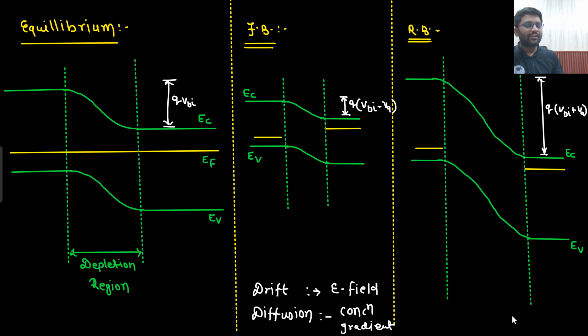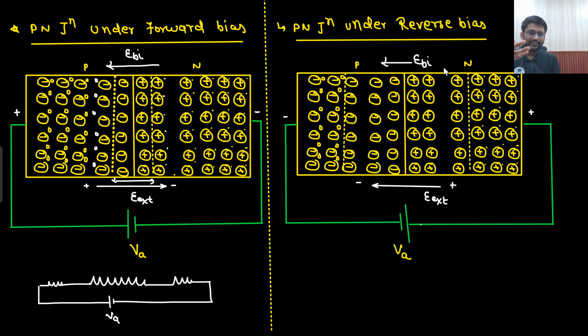Now let's talk in which scenario drift would be more. What is the meaning of drift? Drift means electric field. Electric field is like an external force. In diffusion, what will happen? Sir, here there are a lot of electrons. Sir, here there are lesser electrons. So those guys will move. This is your diffusion. But what is the meaning of drift? Drift will not look at the concentration. Drift will say that if there is an electric field, I will move. That's it.